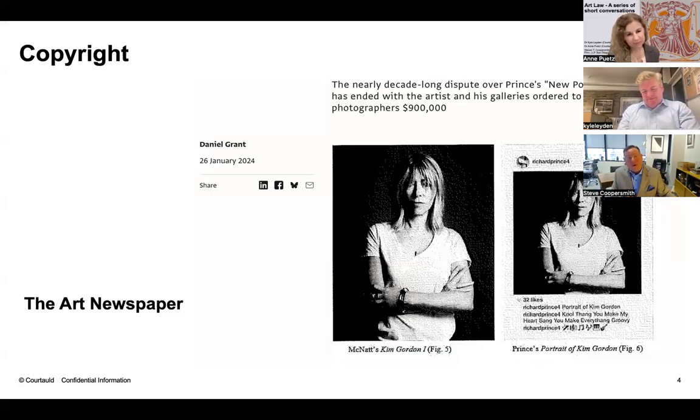In 2024, this case, now you're showing this picture, a picture that was taken of the musician Kim Gordon, and what the artist Richard Prince did with this picture and a series of other pictures was essentially take that and superimpose it on what we know as an Instagram kind of feed look.